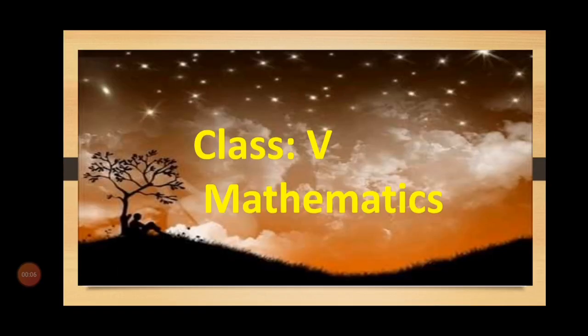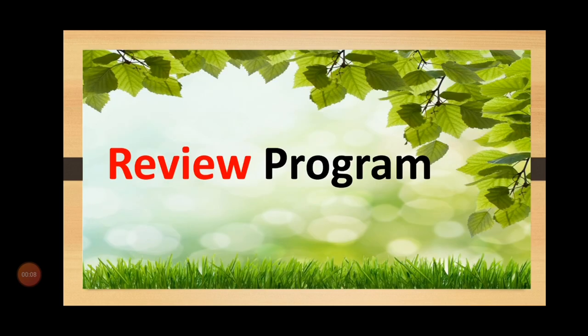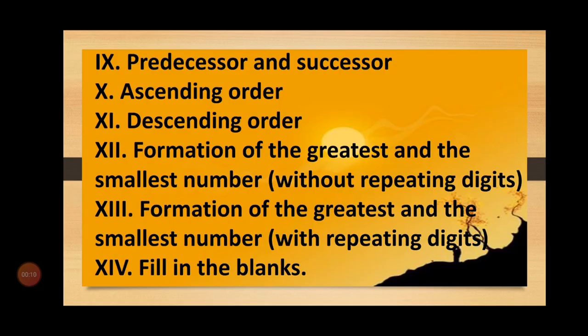Welcome to Class 5 Mathematics. We are in the review program. We covered some topics in the last class: predecessor and successor, ascending order, descending order, formation of the greatest and the smallest number without repeating the digits, formation of the greatest and the smallest number with repeating digits, and fill in the blanks. In each topic, I gave two sums for you to do yourself, isn't it? So now we are going to check your answers.